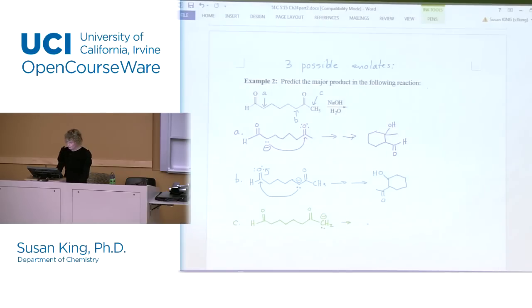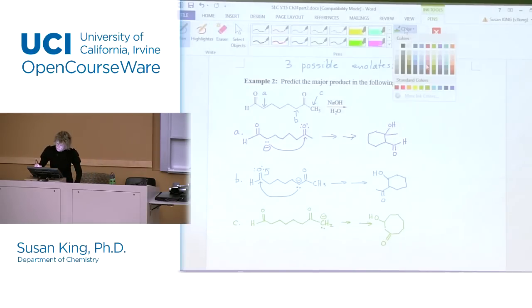All right, and so that's actually going to be a ring that's larger than 6, which is not going to be favored. So an 8-membered ring, I know you guys hate drawing 8-membered rings. So it's just like a stop sign, no big deal. So now let's analyze each of these products. All right, so let's go back to the first one and analyze what we have.